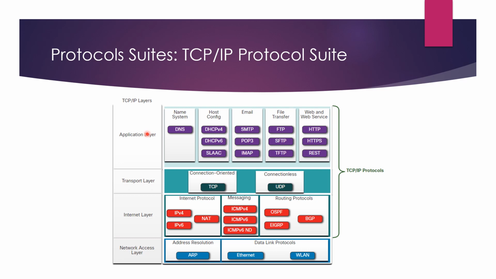We have the host configuration, and here we have DHCPv4, which is the Dynamic Host Configuration Protocol for IPv4. The DHCPv4 server dynamically assigns IPv4 addressing information to DHCPv4 clients at startup and allows the addresses to be reused when they are no longer needed.